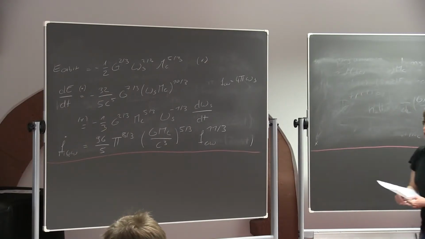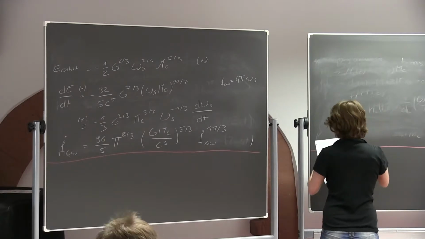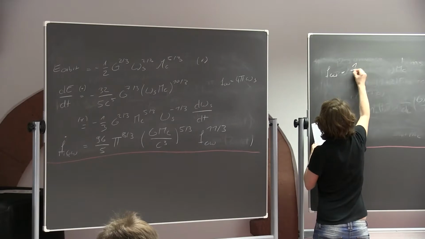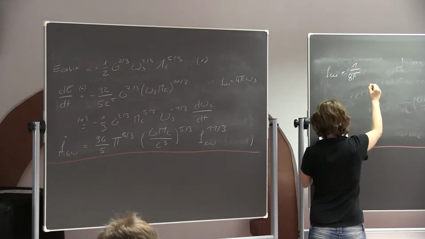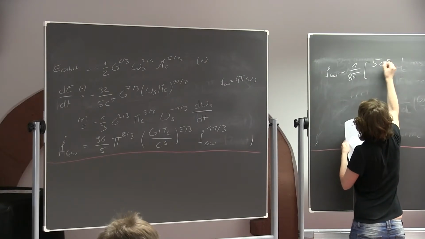So now you can just solve this differential equation, just separation of variables, and you find the gravitational wave frequency. Okay, let's get some pre-factors.